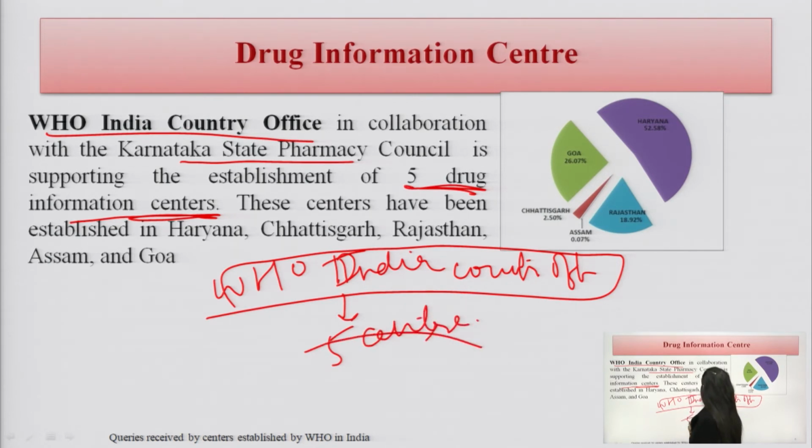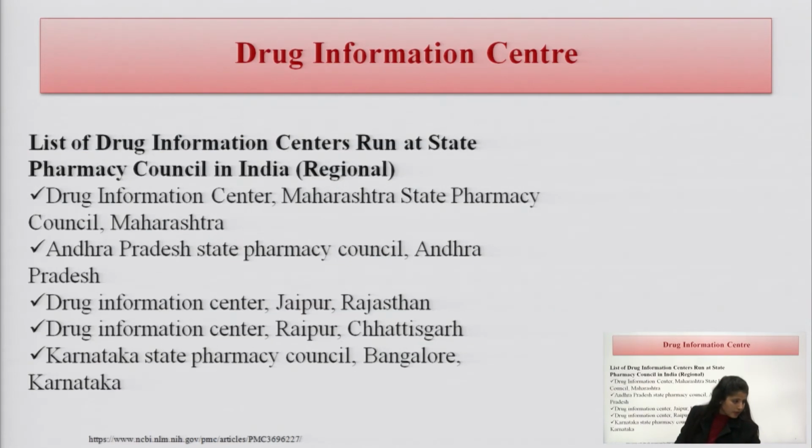So what are these centers? One is in Haryana, another is in Rajasthan, then Assam, Chhattisgarh and Goa. So there we can find the centers which are in collaboration with the Karnataka State Pharmacy Council and the WHO India country office.